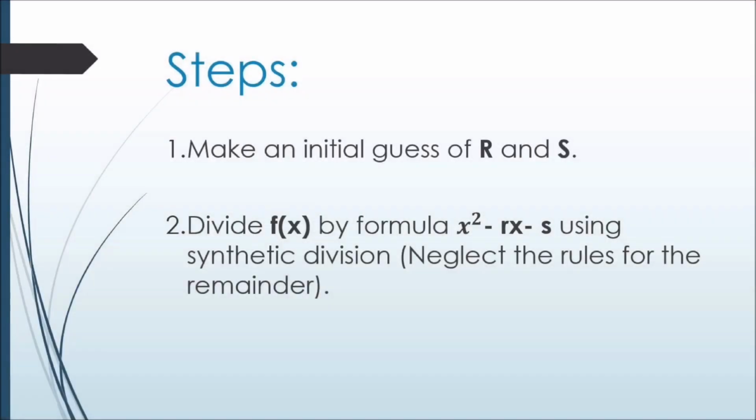Steps in Bairstow's method. Step 1. Make an initial guess of r and s. Step 2. Divide f of x by x squared minus rx minus s using synthetic division. Neglect the remainder.